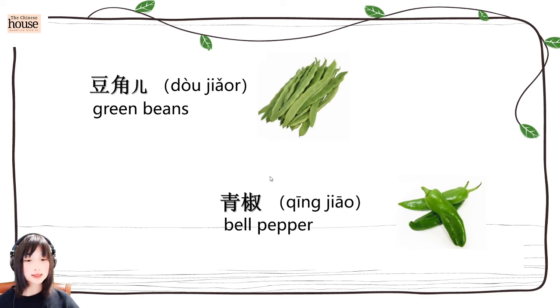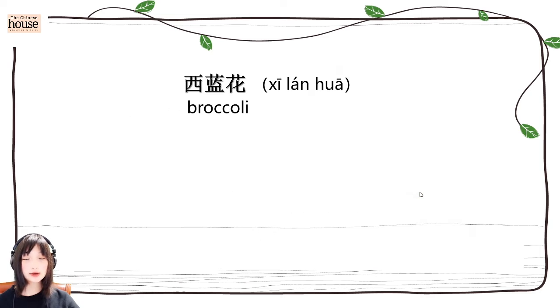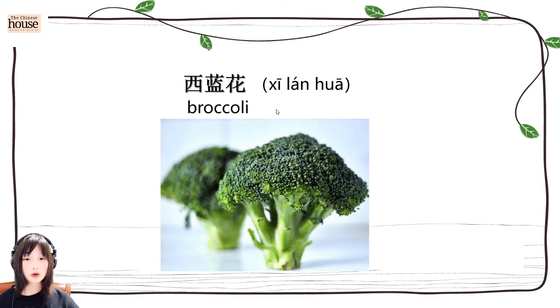Bell pepper, we call it 青椒. 青 which means cyan, so we didn't call it bell pepper, we call it cyan pepper, 青椒, because of the color, but I think it looked like green. And then broccoli, 西兰花. Again, you can see here, 西, it's imported from the west. 西兰花.